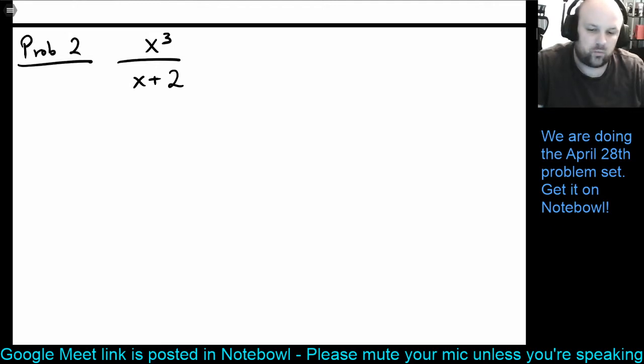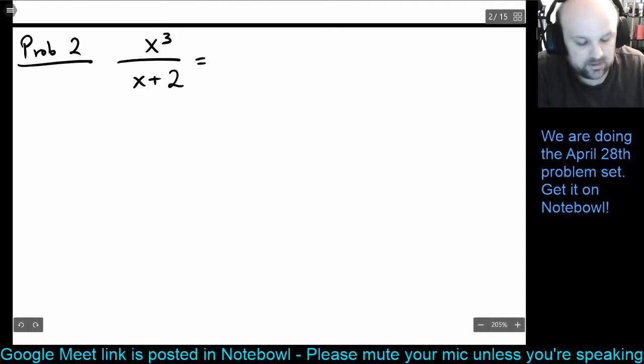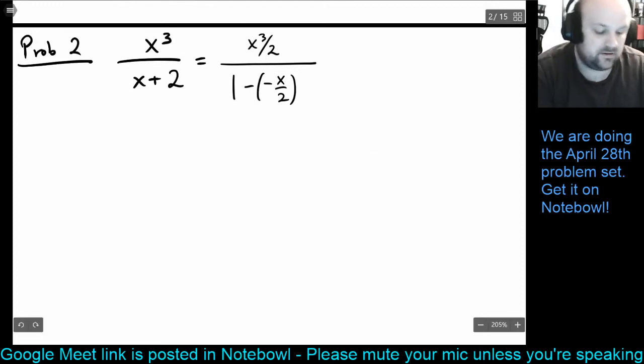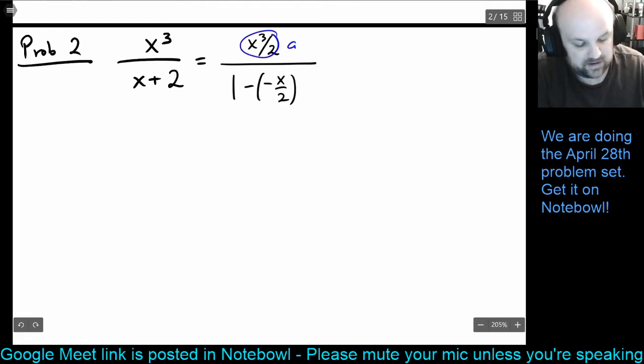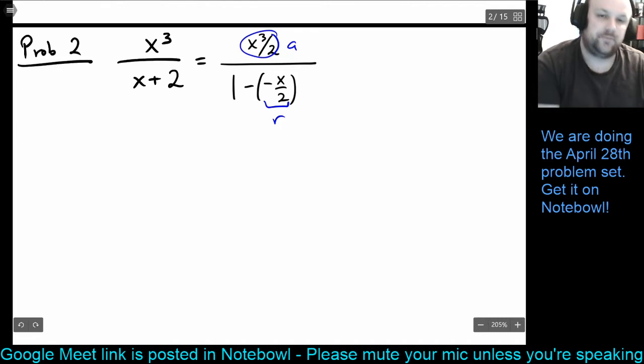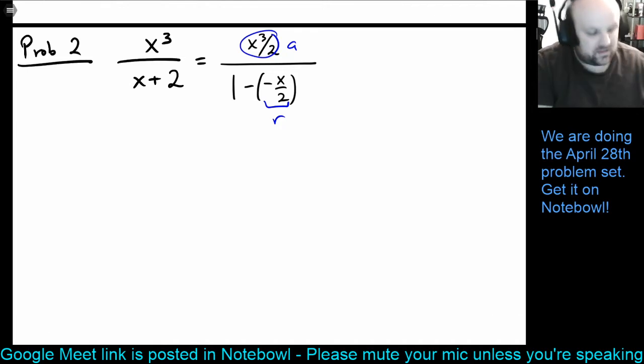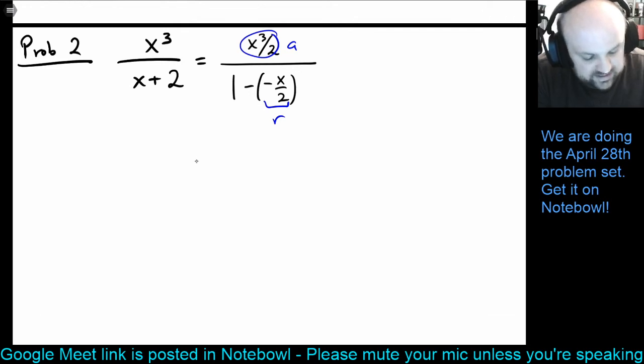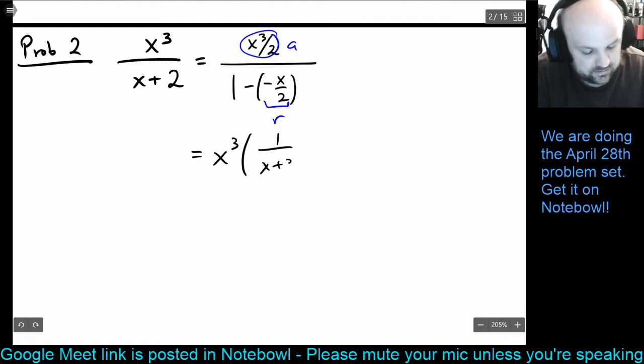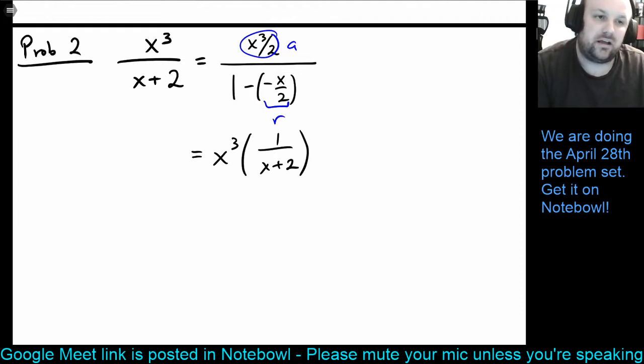So one way we could do this is similar to what we did in the first problem. We do some manipulations to this and turn it into 1 minus negative x over 2. And on top, instead of just being 1/2, it will be x cubed over 2, right? And so this is your a, this is your r value. This is certainly one way to do it. Another way to do it is to recognize that this is just x cubed times this function. So it's x cubed times this thing that we already have a power series for.